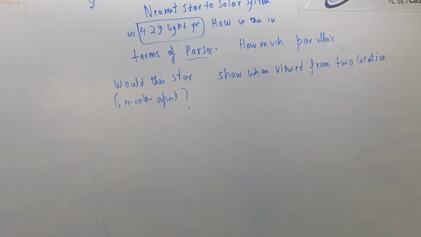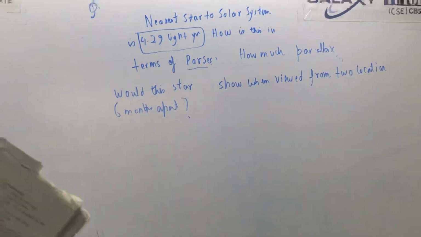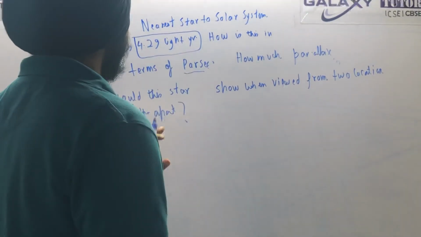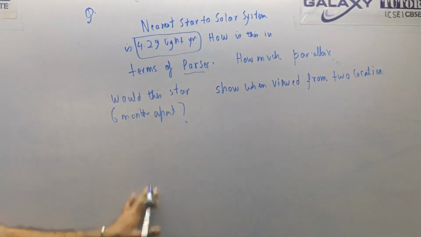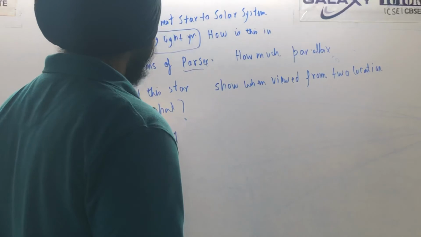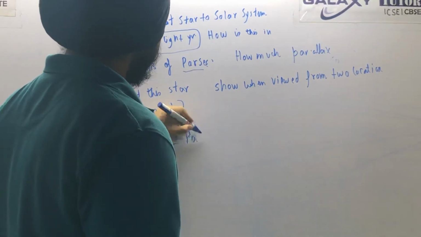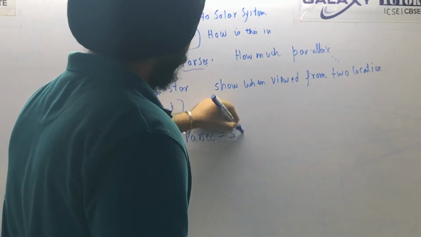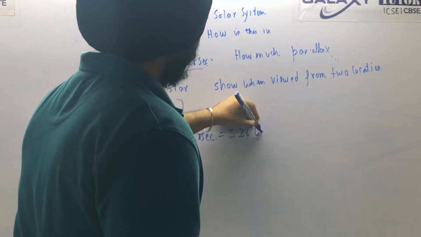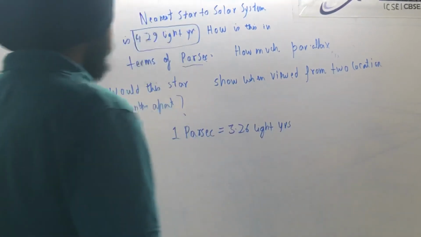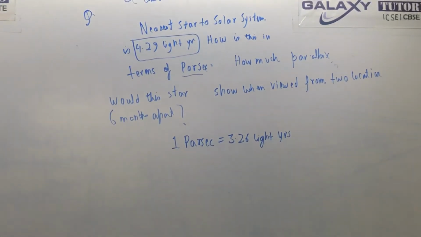We just studied a few minutes ago the relationship between parsec and light years. First we will convert it into parsec, then we will see what to do forward. So we have studied that 1 parsec is approximately equal to 3.26 light years. I have just shown you this.